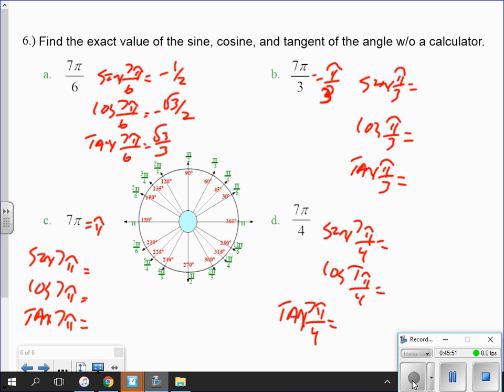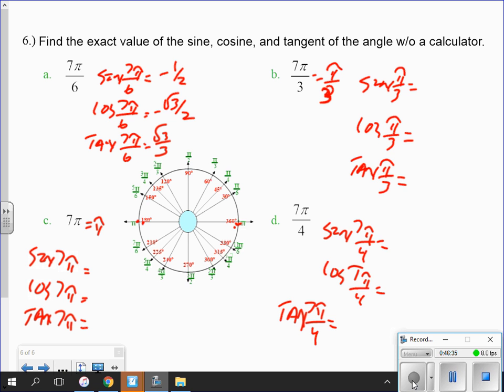Now 7 pi, here's what's really nice about 7 pi. Any integer values of pi will either be 1, 0 or negative 1, 0. Count around. 0 pi, 1 pi, 2 pi, 3 pi, 4 pi, 5 pi, 6 pi, 7 pi. So 7 pi is the equivalent of pi. Any odd integer of pi is the equivalent of pi. Any even integer of pi is 2 pi. Whether they're positive or negative, it doesn't matter. Yes?